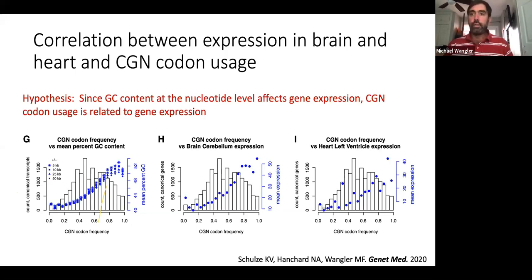So on the left is just, you know, sort of a more benign check that shows that GC content and the CGN codon frequency are strongly related. But then you can see that if you look at cerebellum and heart, there's a pretty nice relationship there between the level of expression in those tissues and the frequency of these specific codons across a gene, or the proportion of a gene that uses this codon to encode arginine.